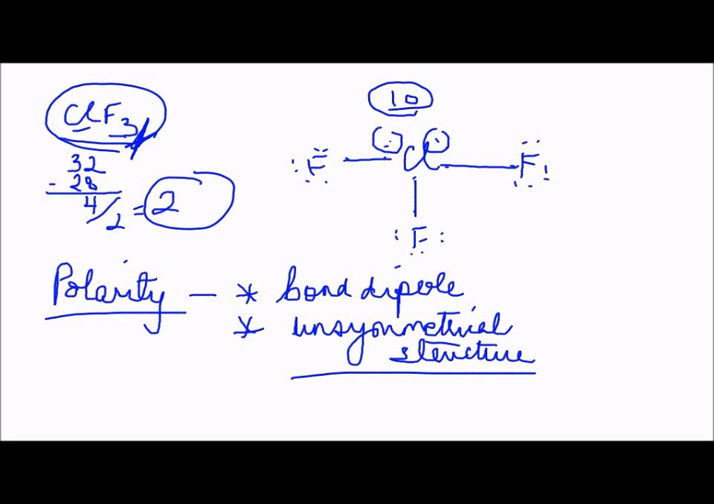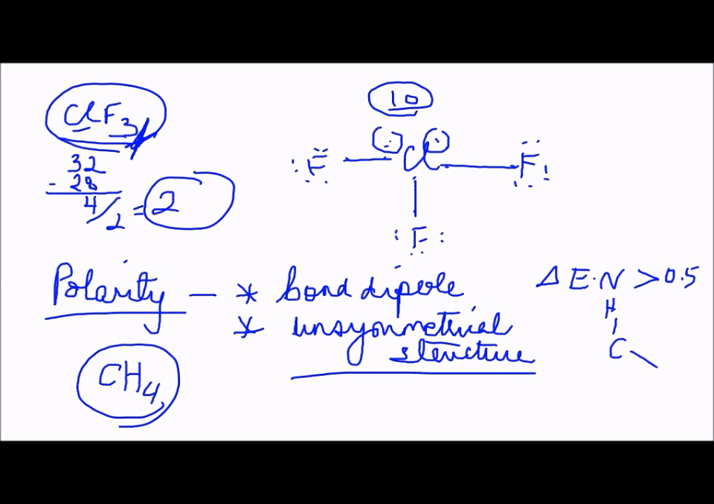And so recall from class, the first thing I want you to take a look at is the delta EN, the difference in the electronegativity. Is that more than 0.5 or not? Because if it is not, then it's no point looking for the asymmetry, because the molecule itself will be nonpolar.